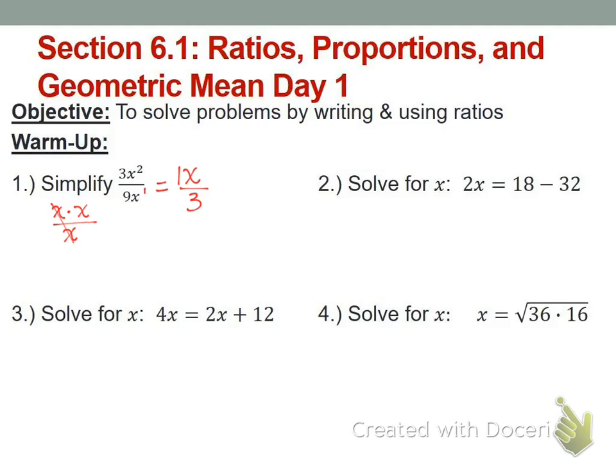Number 2, we have to solve for x. The first thing we should do is combine like terms. 2x equals negative 14. Last step is to divide by 2. X equals negative 7.